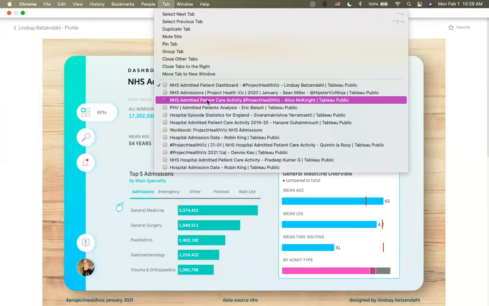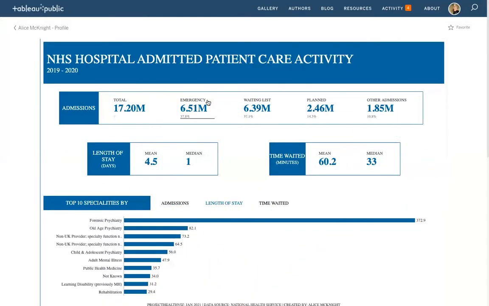And let's kind of think through some of those key topics as we look through some of these others, and think about what really works and why these elements work, right? Mm-hmm. This one's Alice McKnight's again.